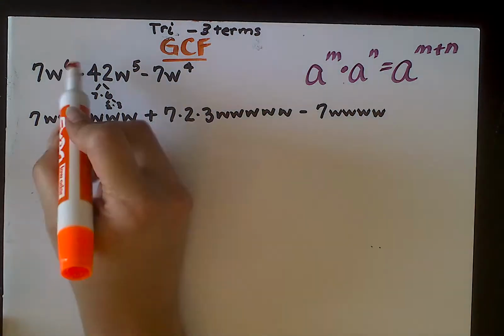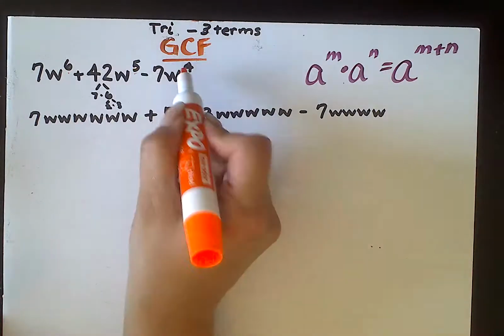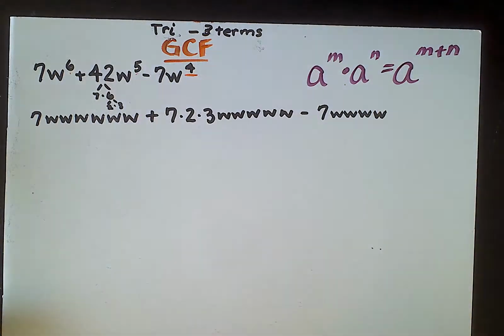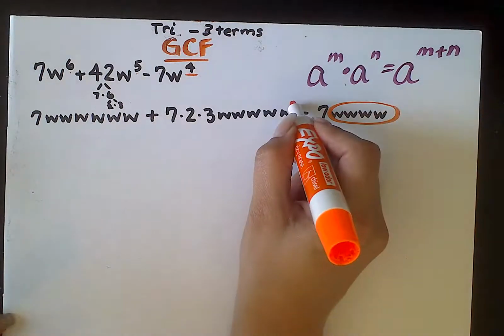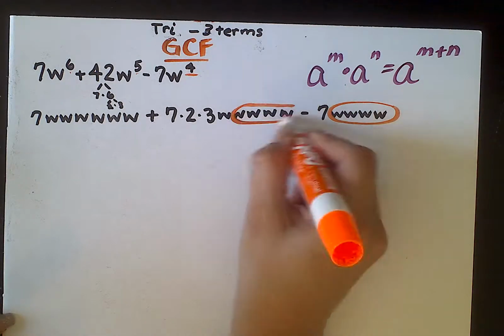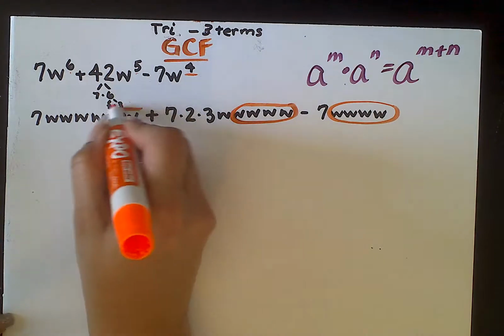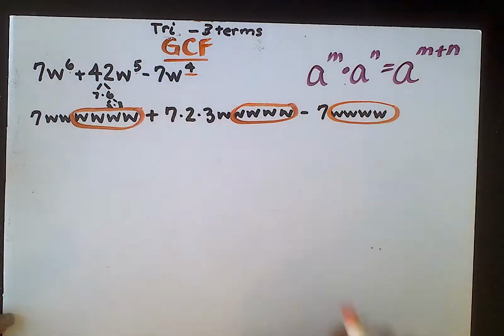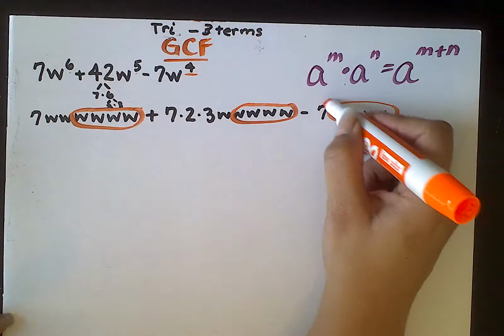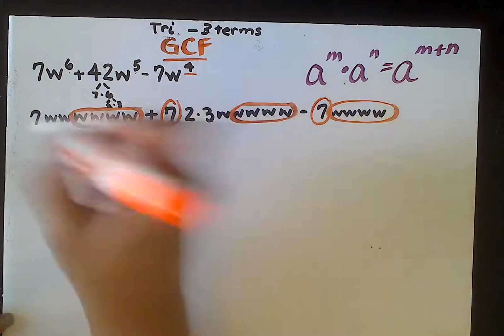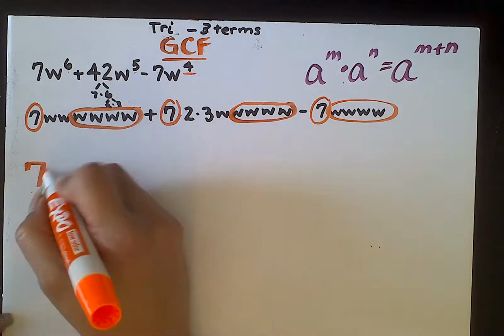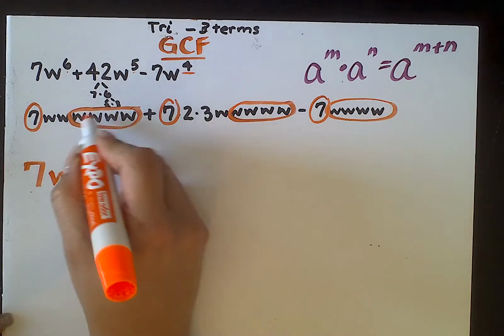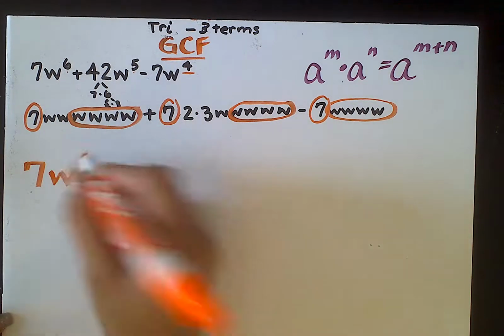Now, as I look at my exponents, I see 4 is my smallest exponent. And sure enough, I can take out 4 W's, 1, 2, 3, 4, out of all of these. Now, they also have 7s in common. So that means my GCF is 7w to the power of 4.